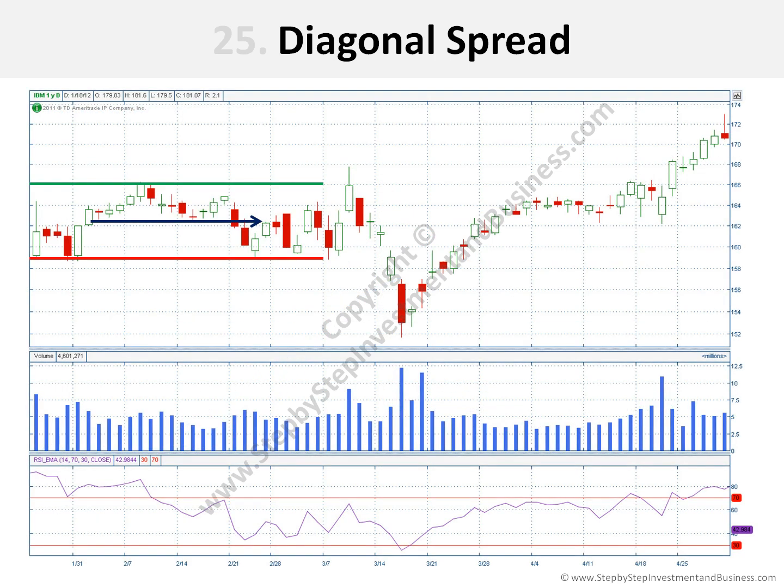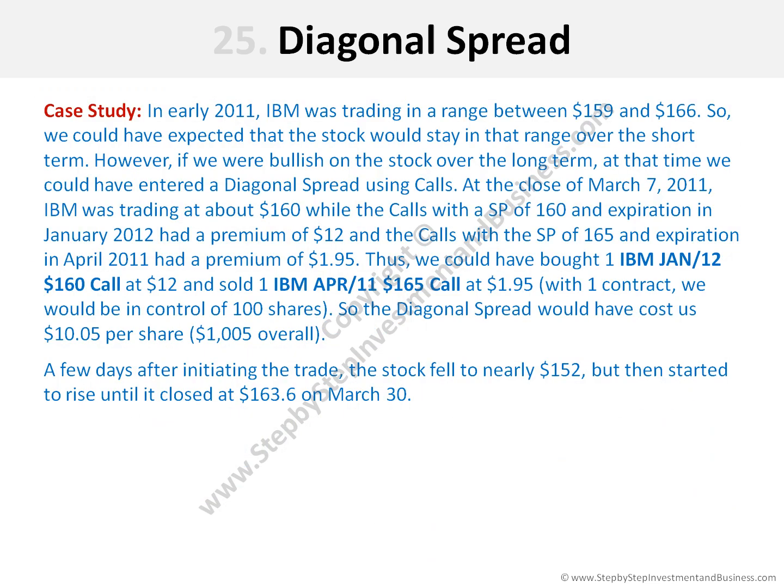Let's see an example of how this strategy works. Here we are seeing the stock chart of the IBM company. As we can see, in early 2011, the stock was trading in a range between $159 and $166. So we could have expected that the stock would stay in that range over the short term.